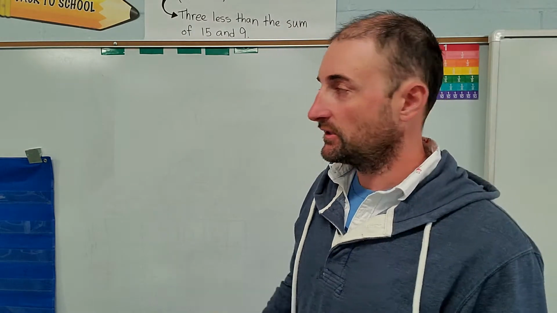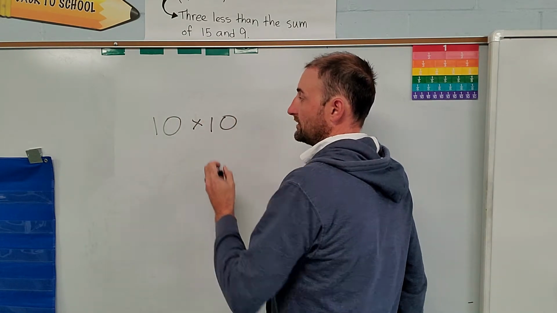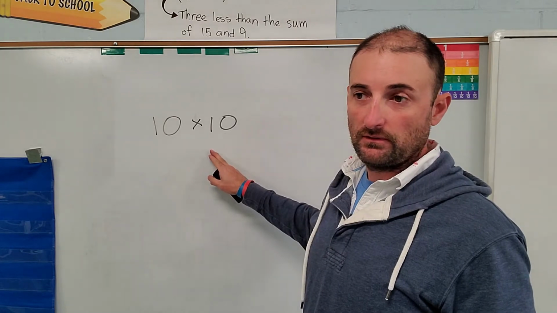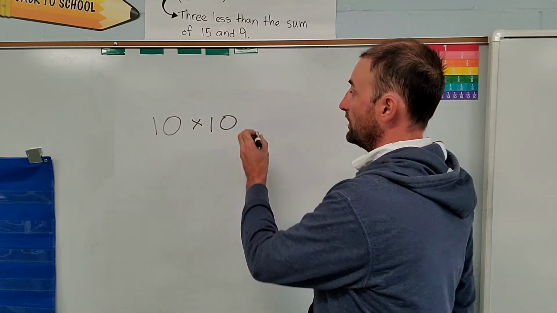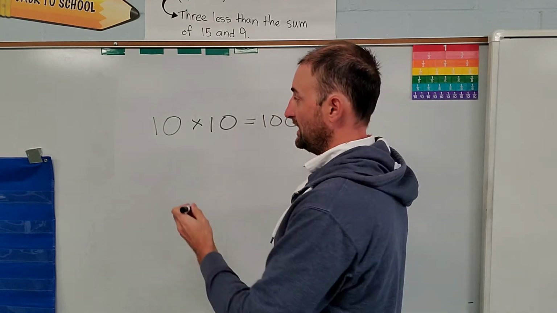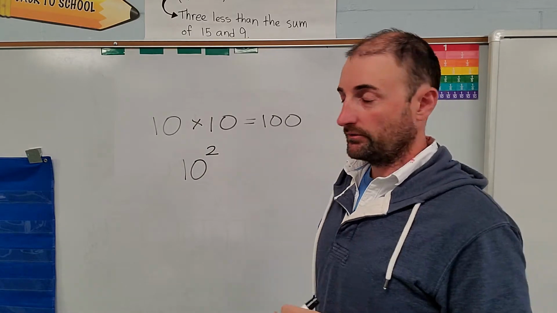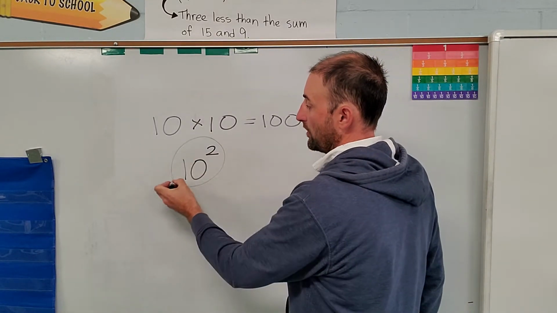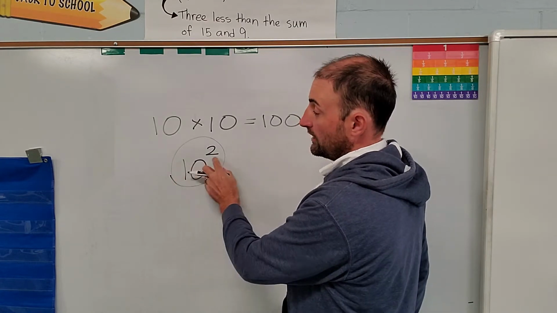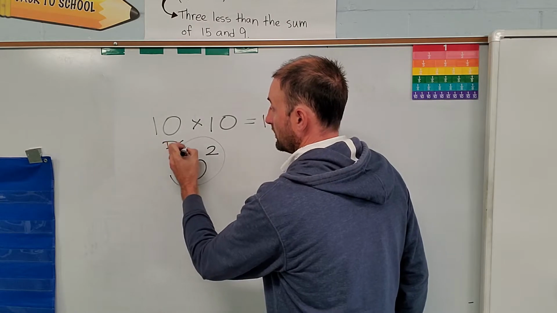And so to start, a power of 10 is a way of representing how many times we multiply a number by itself. So 10 times 10 we all know is 100. But another way to show 10 times 10 is 10 to the second power. So this number here is a power. A power includes a base number, the big number, and a small number called the exponent. So this is a power.